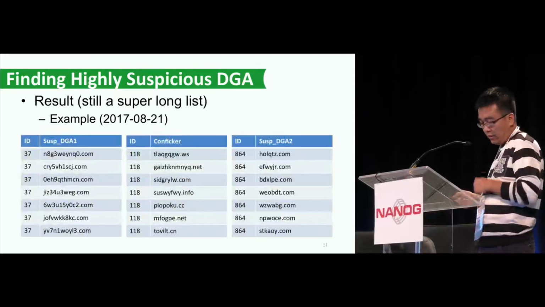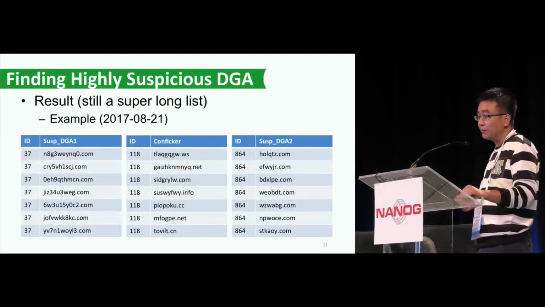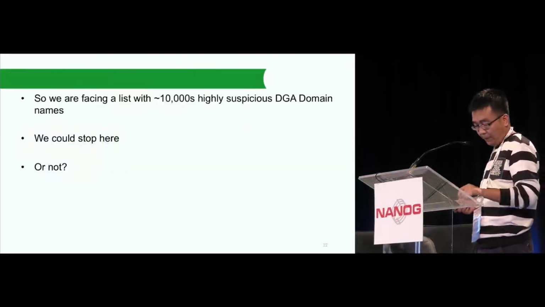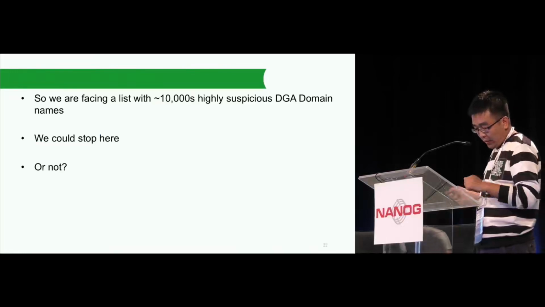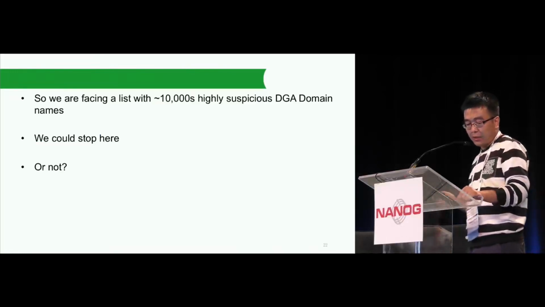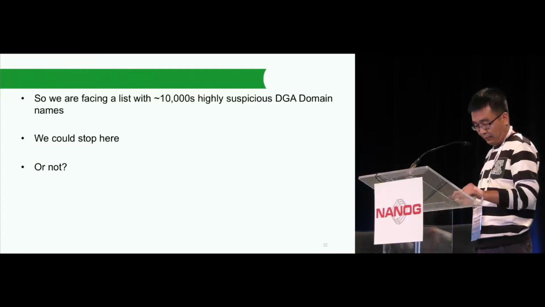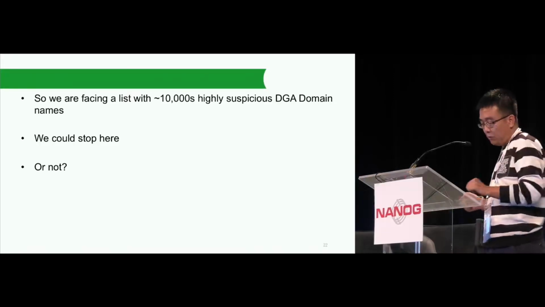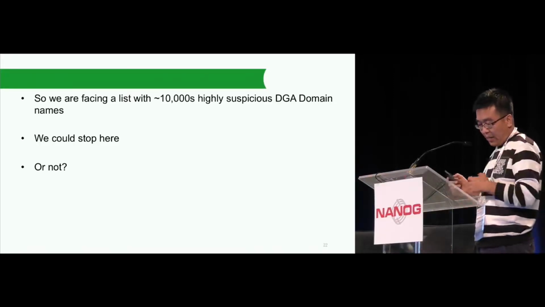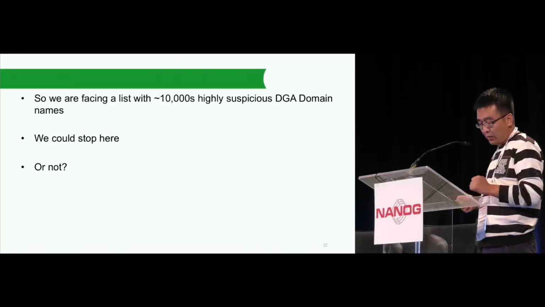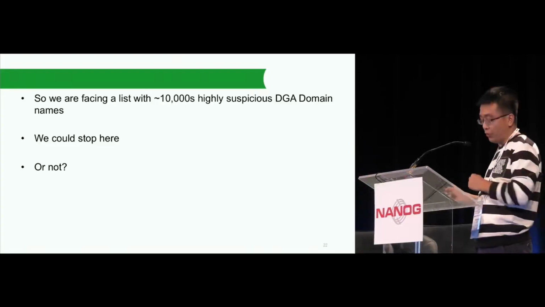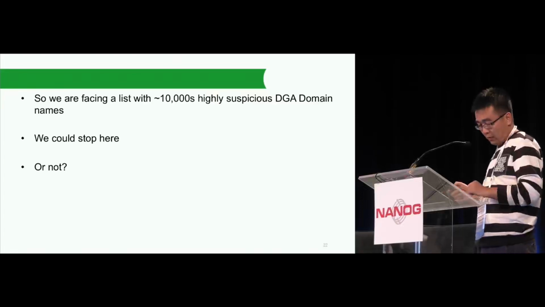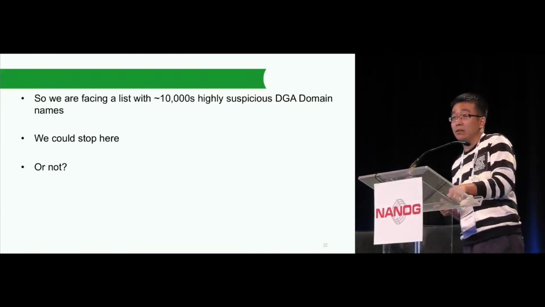The result looks much better now. So we are looking at a list of about 10,000 highly suspicious DGA domains. It is relatively safe to use this list as a potential blacklist, but we want to go even further. We want to pair the DNS domains to malware samples so we can be absolutely sure. And Qitian will talk about that. Thank you.